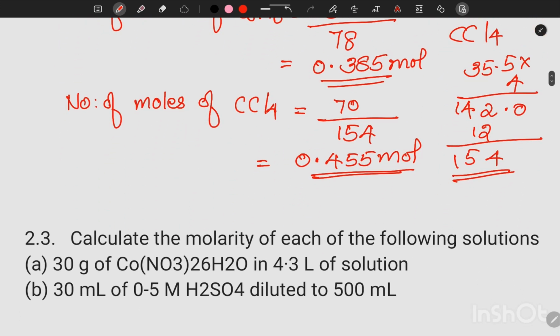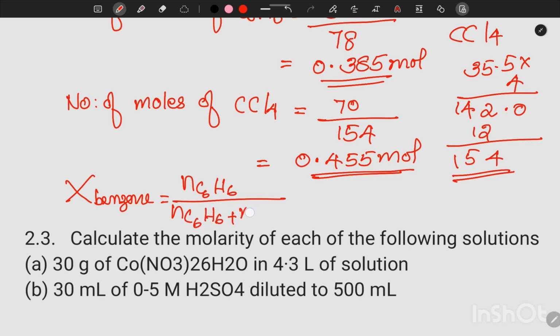Now we know mole fraction of benzene is equal to number of moles of benzene divided by number of moles of benzene plus number of moles of carbon tetrachloride. Now let us substitute the value we got. Number of moles of benzene is 0.385 and divided by 0.385 plus 0.455.